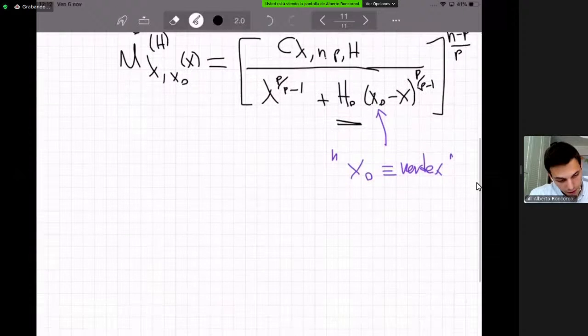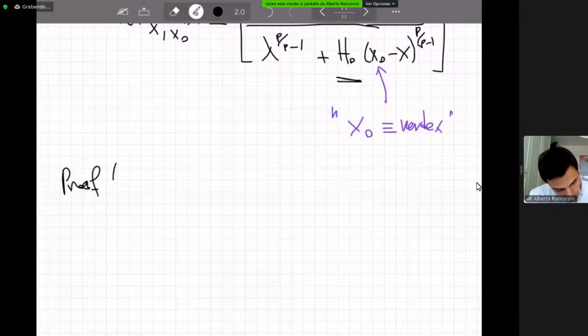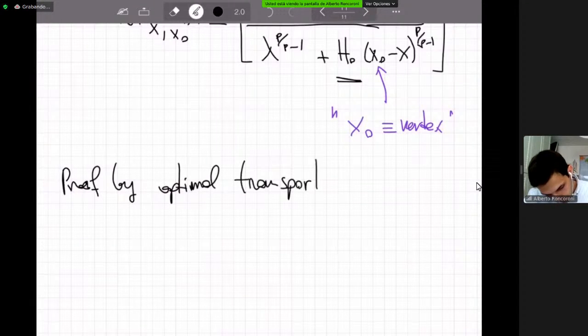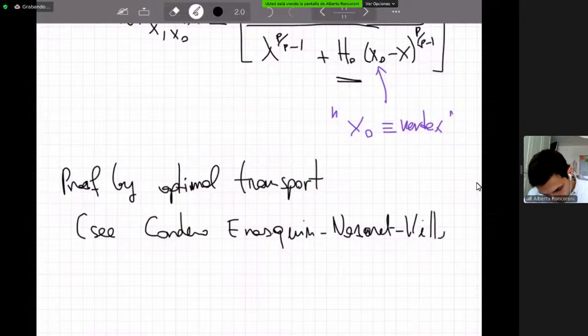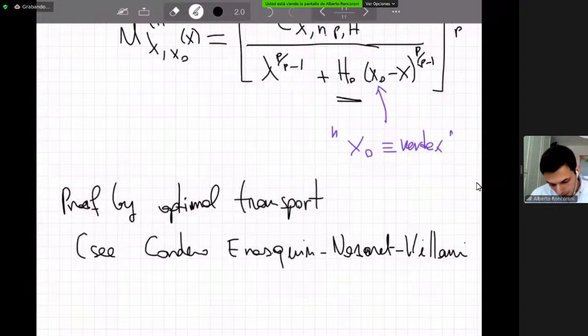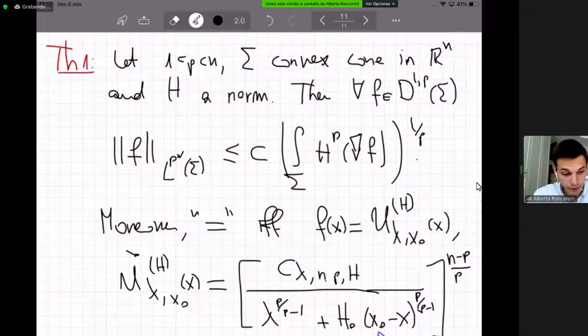Okay, so in order to be satisfied, we have to put this x naught on the vertex of the cone. And the proof of this result is by optimal transport. So we use optimal transport to prove this sharp Sobolev inequality, and one can see the paper by Cordero-Erausquin, Nazaret, and Villani that I mentioned before, where they prove, by using this optimal transport approach, the anisotropic sharp Sobolev inequality in R^n. Okay, so we do it in this context of convex cones.